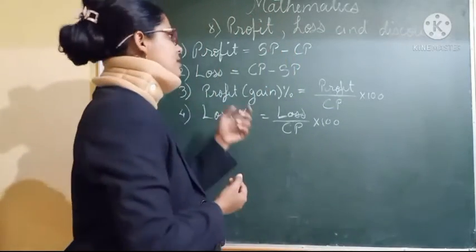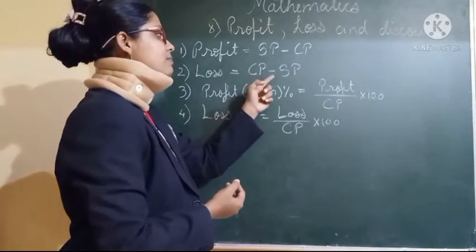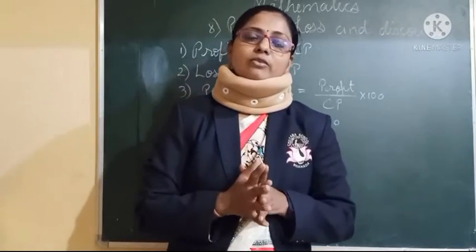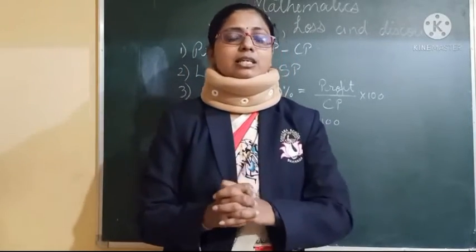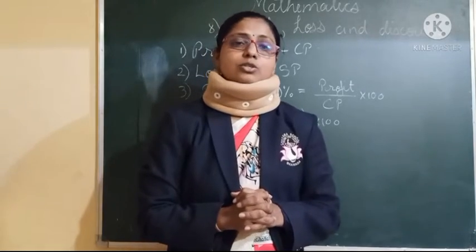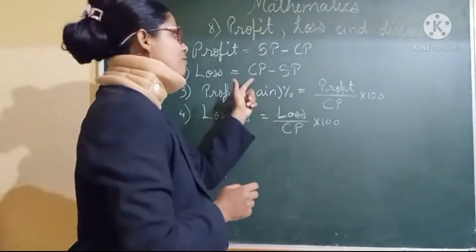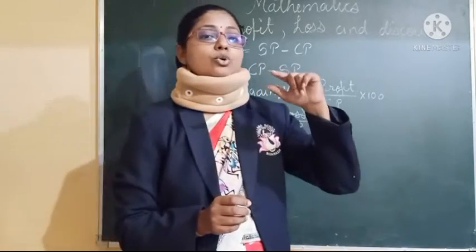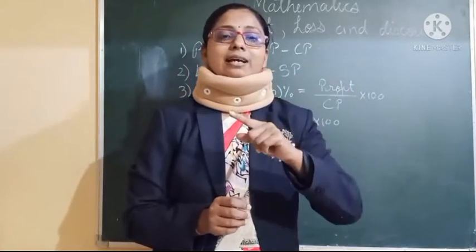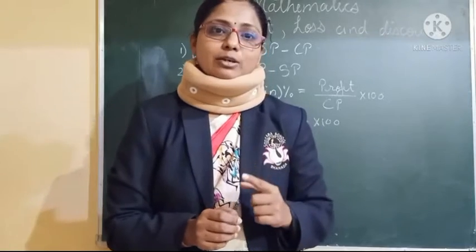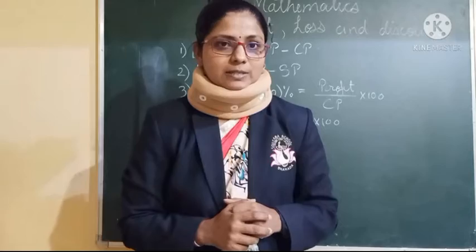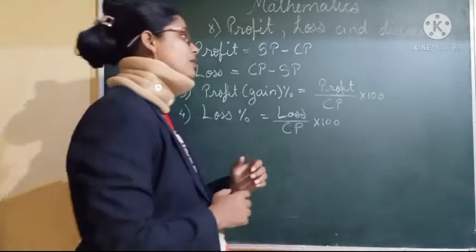Now loss. Loss is nothing but cost price minus selling price. Suppose I took a car for 4 lakh rupees and I am selling it for 3 lakh rupees. So cost price is 4 lakh rupees and selling price is 3 lakh rupees. So 4 lakh minus 3 lakh, how much will it be? 1 lakh rupees. So I will have a total loss of 1 lakh rupees. This is about the loss.